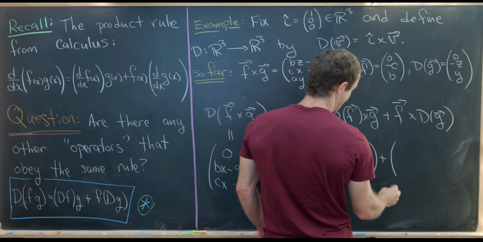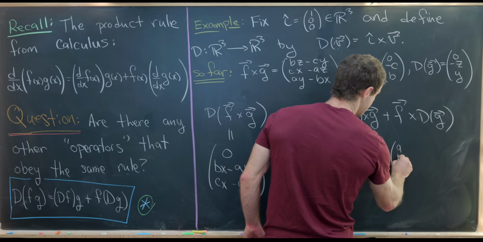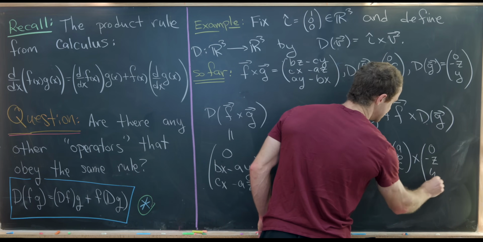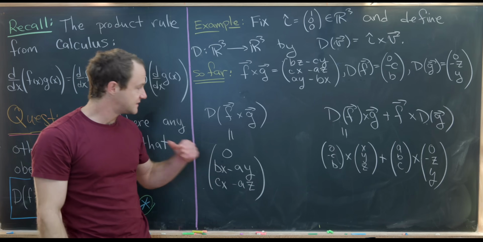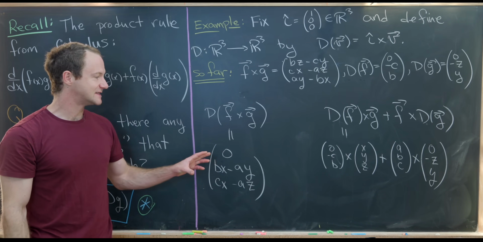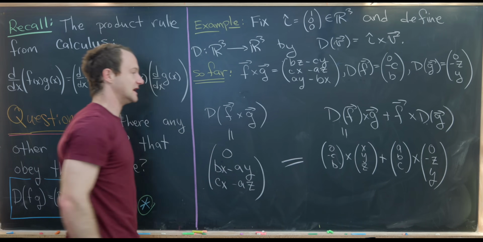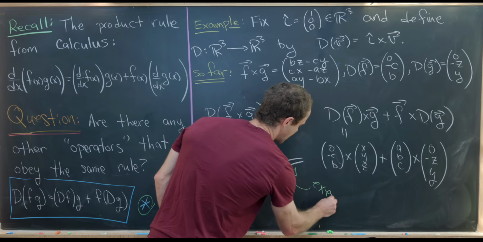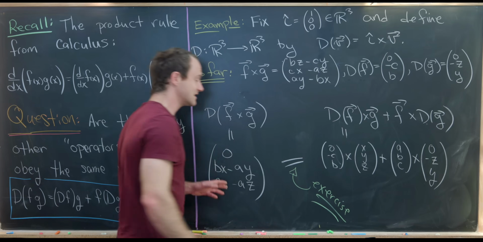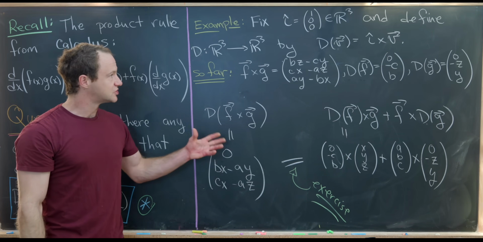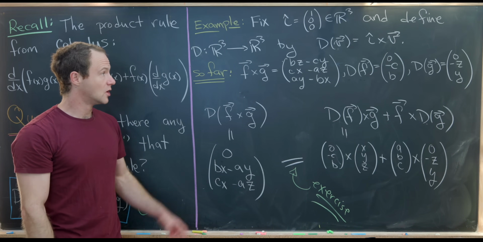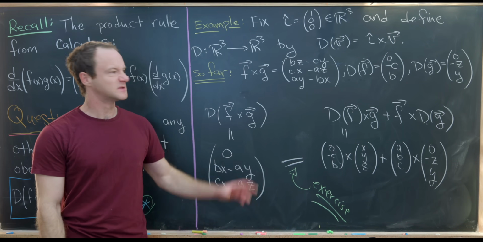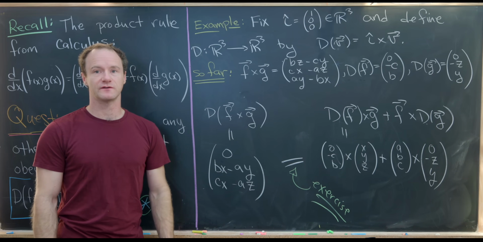Then we need to add that to F, which was A, B, C, cross D evaluated at G, which was 0 minus Z, Y. Now, all that's left to do is to do these cross products and see that indeed we do build an equality here. So maybe I'll leave this as a little exercise for you guys to check if you're interested. But needless to say, we do get equality. So we've come up with another example where we found the structure of the product rule outside of calculus. This is maybe in the geometry of three-dimensional vectors.